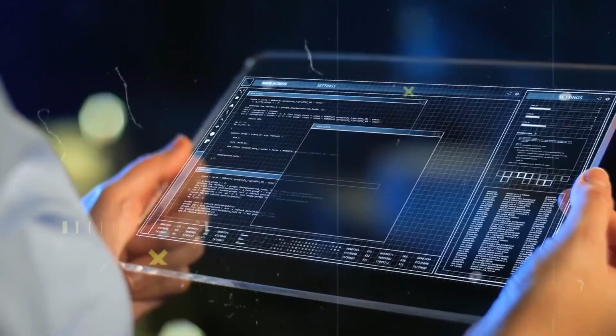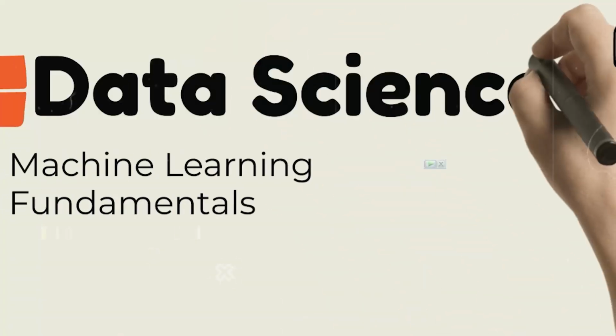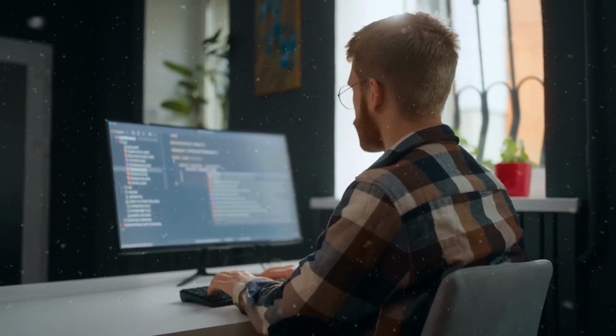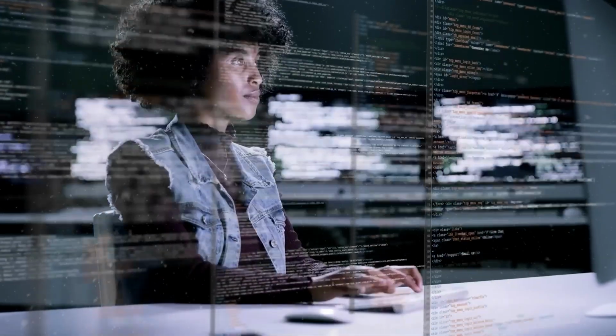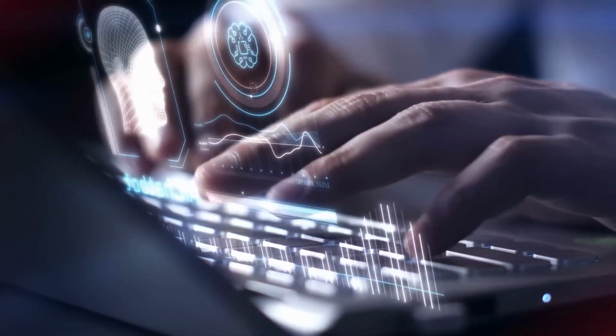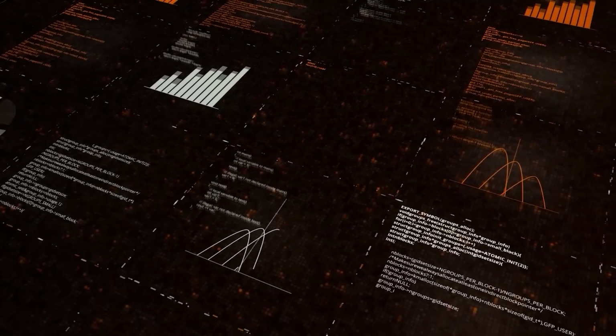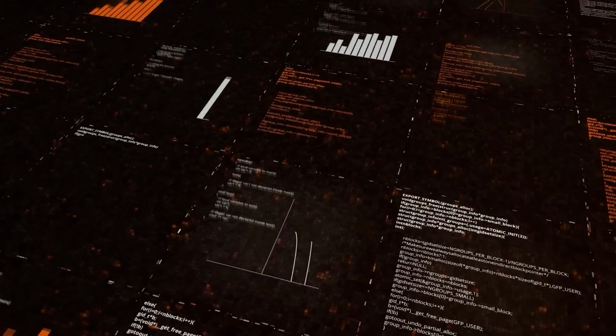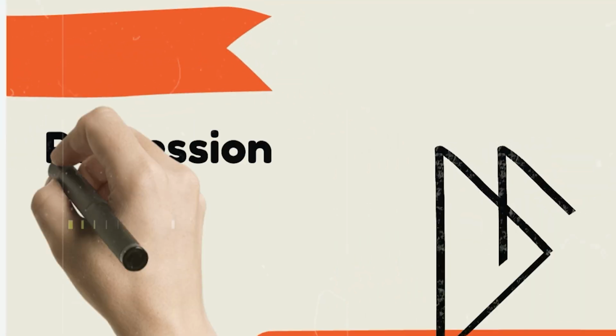Welcome to part 3 of our lecture series on the fundamentals of data science and machine learning, focusing on regression. In the previous lectures, we've laid the groundwork by understanding the basics of data science, explored data preparation techniques, and introduced the concept of machine learning. Now we delve deeper into one of the most critical and widely used techniques in predictive analytics, regression analysis.